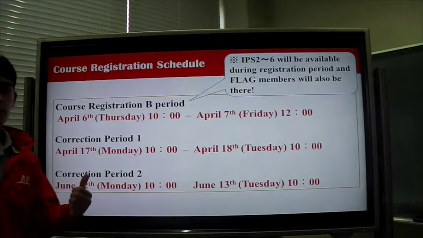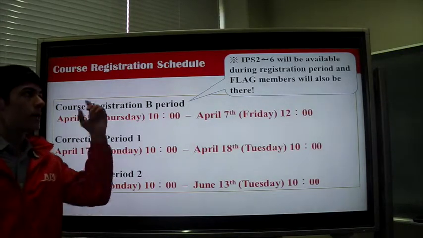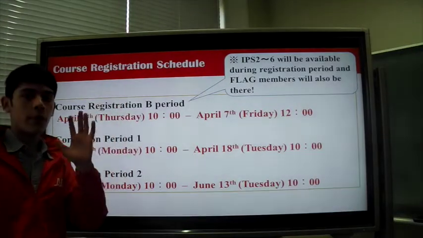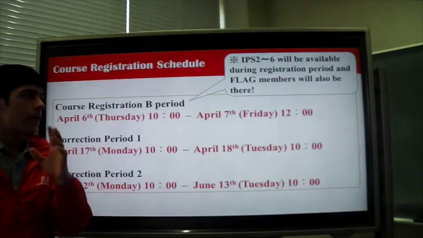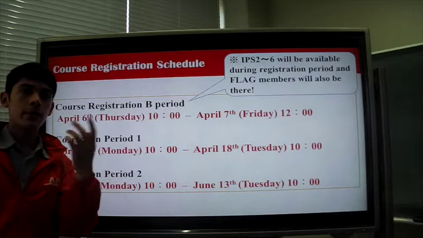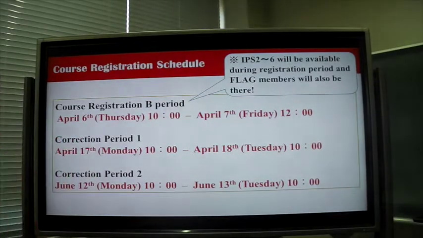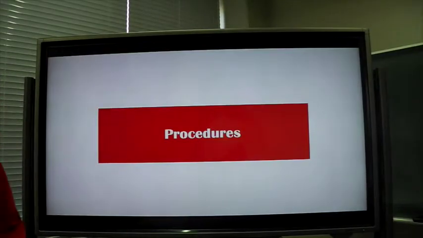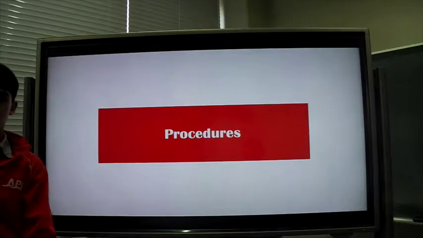And for freshmen, the flag members will be in APS 2, 3, 4, 5, 6 to help you. So we recommend you come to the APS rooms and we will be there to help you with your course registration. So next we will go to procedures.